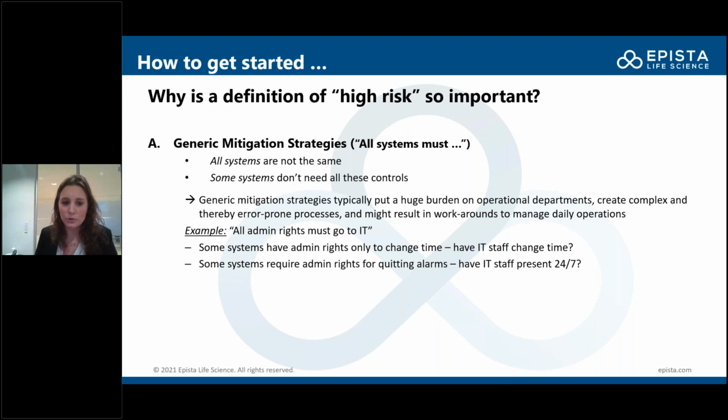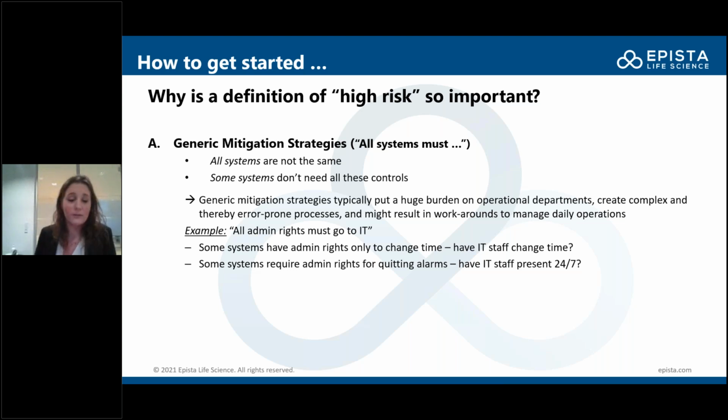The problem that you will soon run into with that is if you have, for example, very simple equipment, you might have a scale in your laboratory. You have an admin for that scale, but all that admin actually does is change the time twice a year. So the question is, do you actually really want to have your IT staff walking around your laboratories twice a year to change the time, or is that a bit of an overkill?